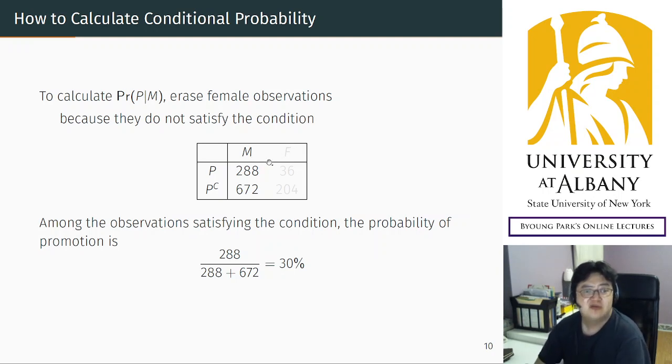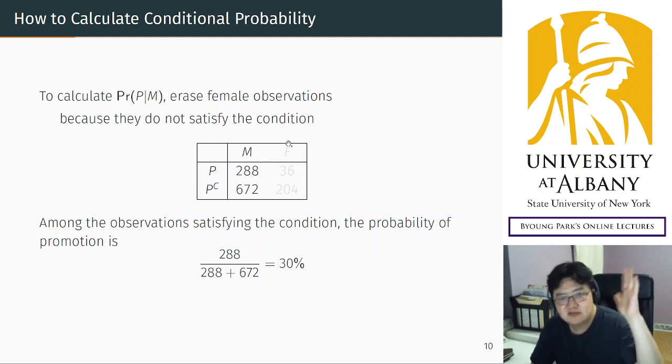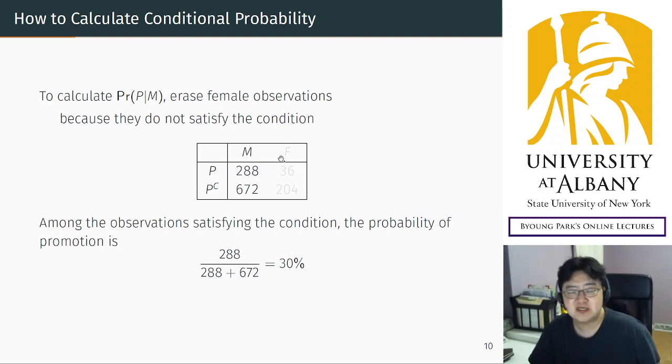Then the pool size is now smaller. I restricted the pool only to male candidates. The denominator is only these two types of outcomes, not everyone, and the numerator is the same, those who are promoted. So out of this many, we are calculating the probability of this outcome, which is 30%, right? Again, the idea is to ignore the observations that do not satisfy the condition. Pretty intuitive.